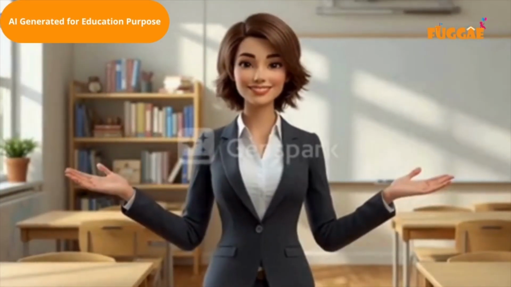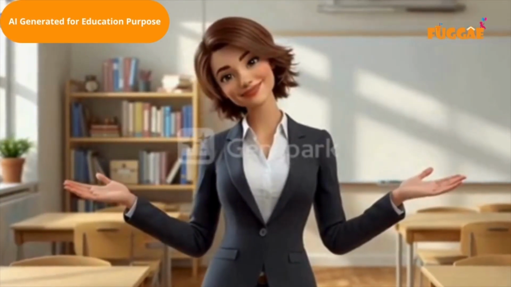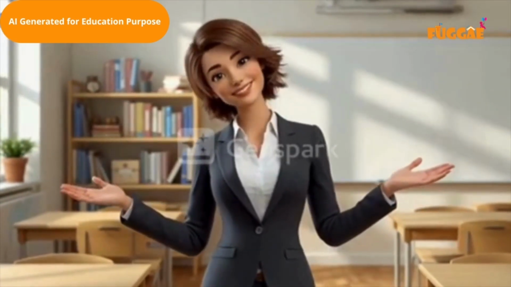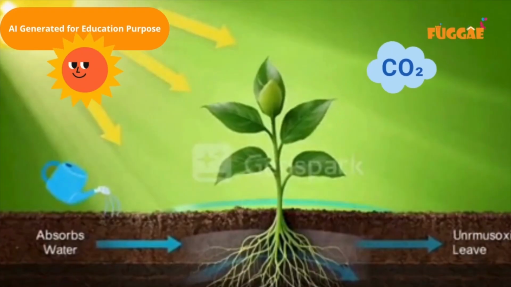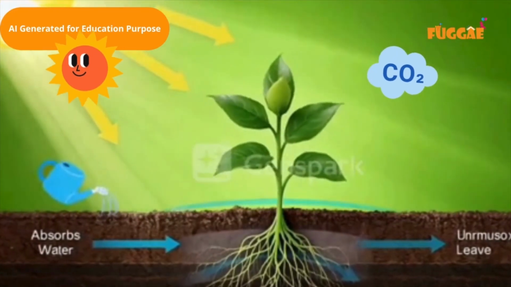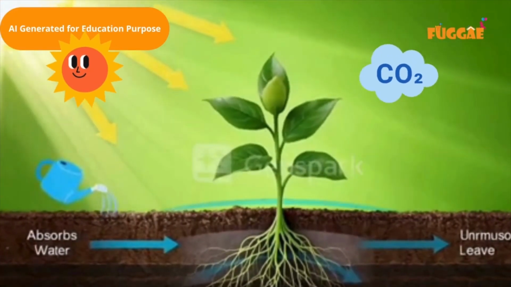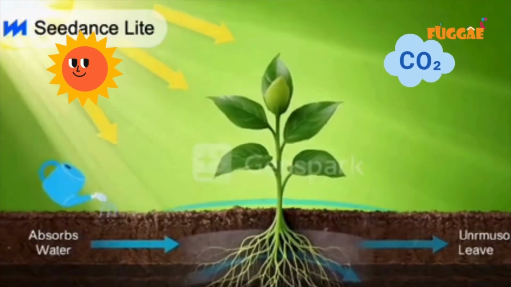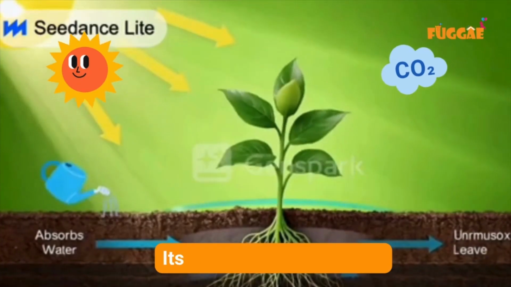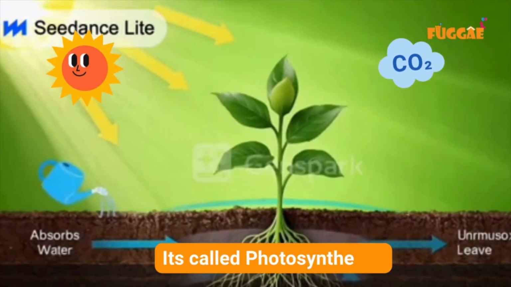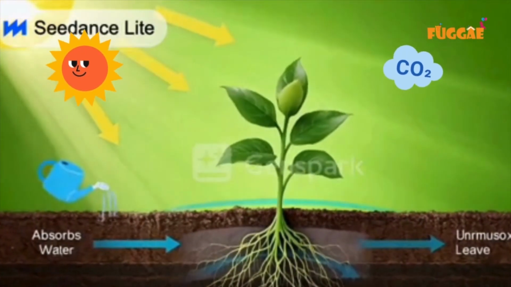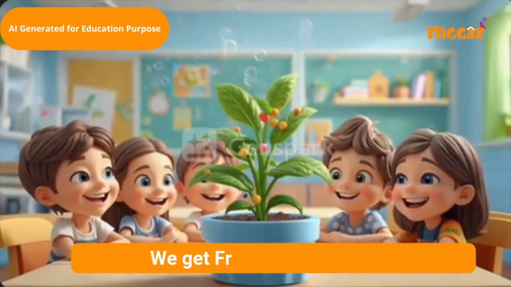Hello, explorers. I'm excited to have you in class today. We're going to discover how plants make their own food. Yes, it's called photosynthesis. Look at this plant. See how it's using sunlight, water from its roots, and carbon dioxide from the air. The plant mixes these together to make its own food. This amazing process is called photosynthesis, and it helps the plant grow big and strong while giving us oxygen to breathe. Photosynthesis is super important.